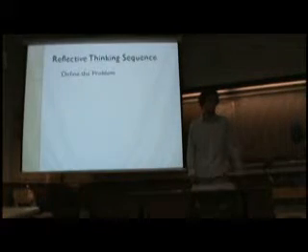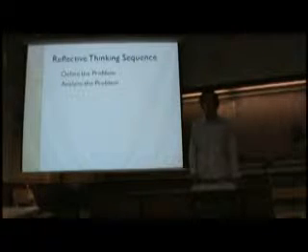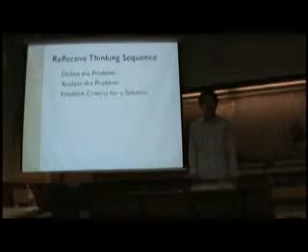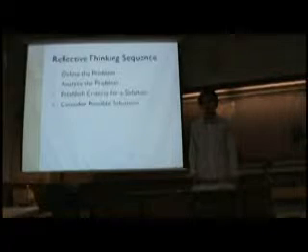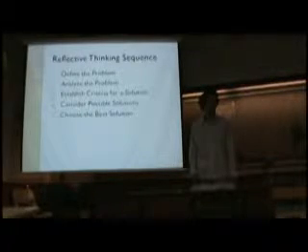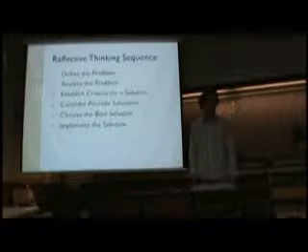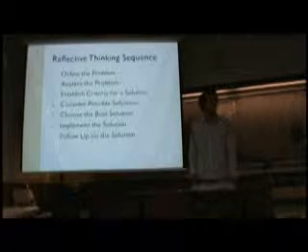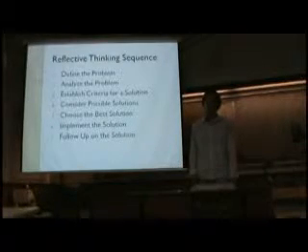Reflective thinking sequence of 7 steps. You want to define the problem, you want to analyze the problem, you want to establish criteria for that problem, you want to consider solutions, you want to choose your best solution, and then you want to implement the solution, and then finally you want to follow up on your solution and make sure it's working out.